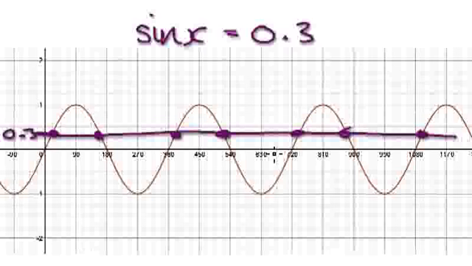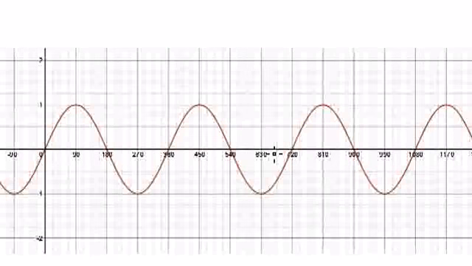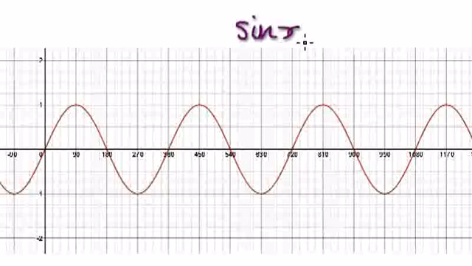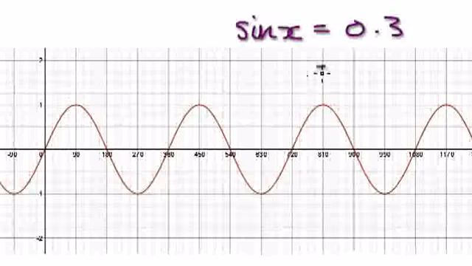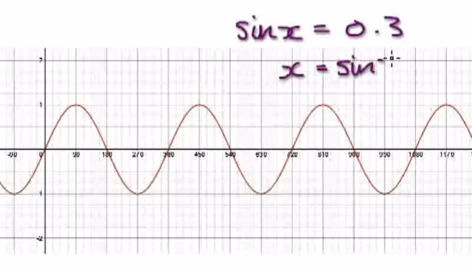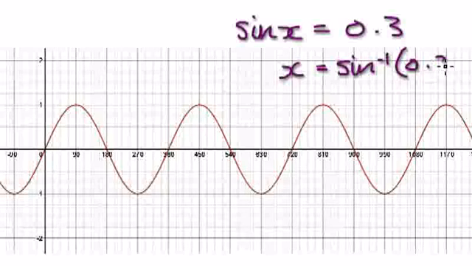So you could sit here and list all the solutions, and it would go on forever. A better way of doing it is this. At the moment you want to solve sine of x equals 0.3, so you would jump to your calculator. So x equals inverse sine of 0.3.